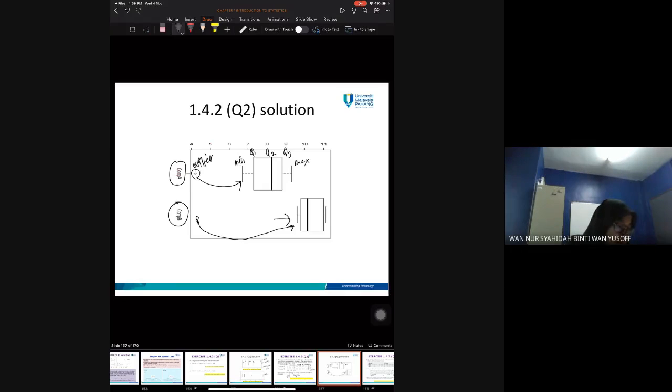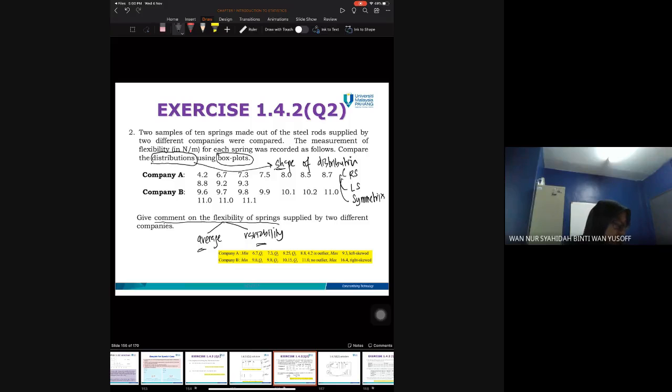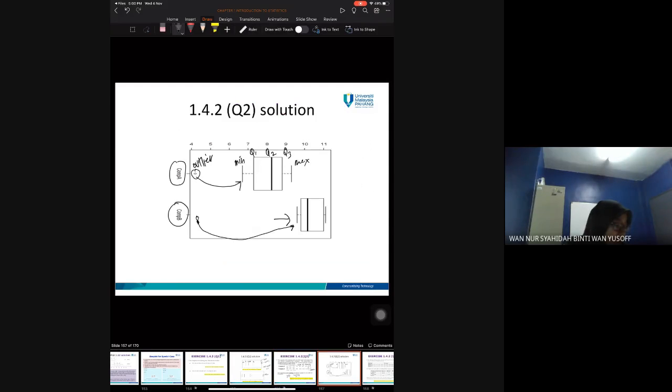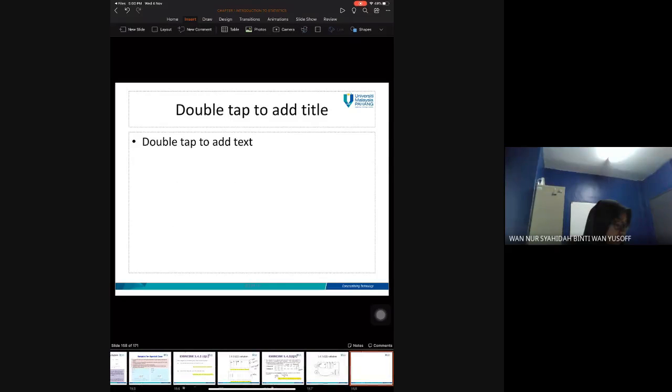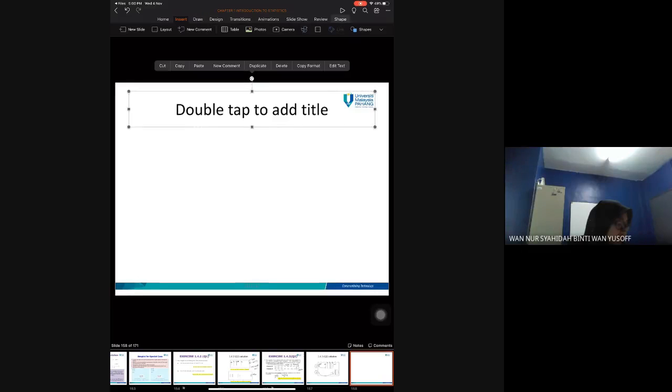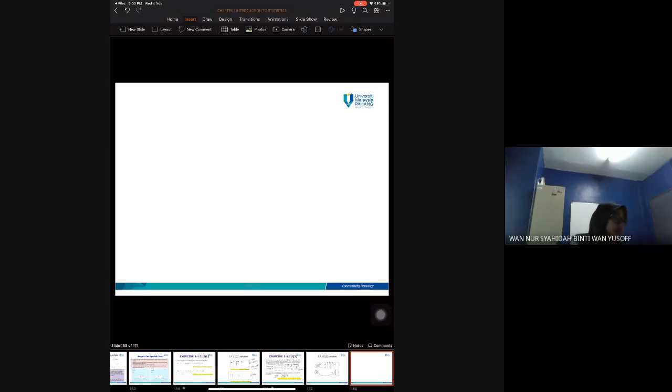After you draw the box plot, we go to answering the question. The first one is distribution. Distribution is the shape, the shape of your box plot. If you have any question, you can interrupt me. So first, distribution, which is the shape.